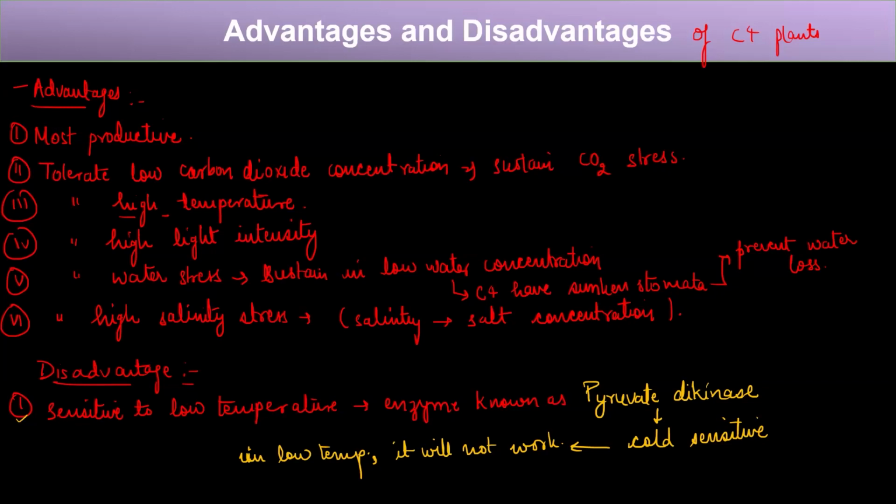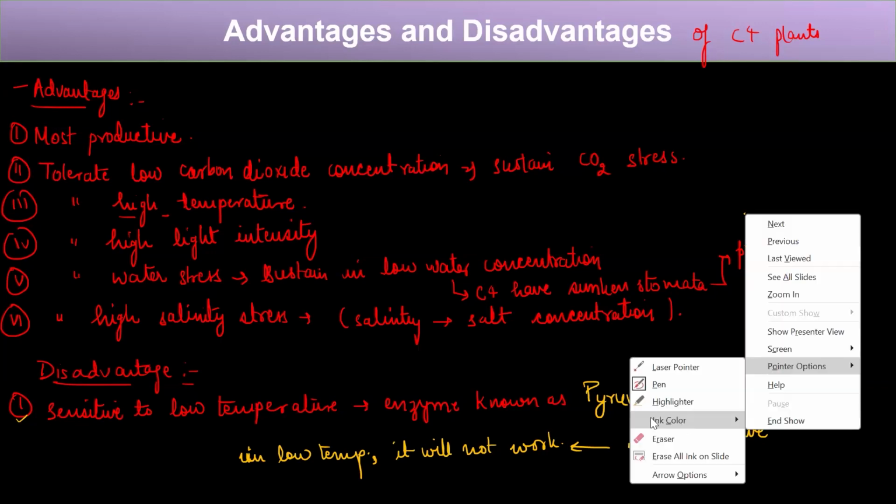So this is the only disadvantage, or one of the major disadvantages, of this plant, that it is temperature sensitive. Okay. So now we have discussed what C4 plants are, and the major cells involved in the photosynthesis of C4 plants that we discussed in the last lecture. And now we have seen the advantages and disadvantages of C4 plants.